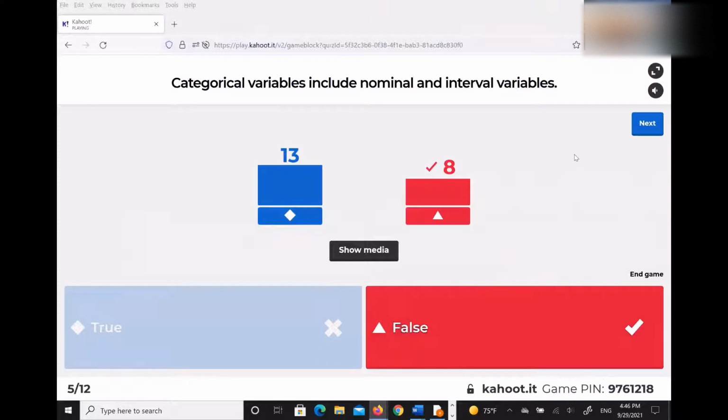Right, so the answer is what? Is false, right? Why is it false? Everyone type in the chat for me. So categorical variables include nominal and interval variables. So that statement is false. Why is it false? Type in the chat for me. I got Sarah, Uriel. Who else?